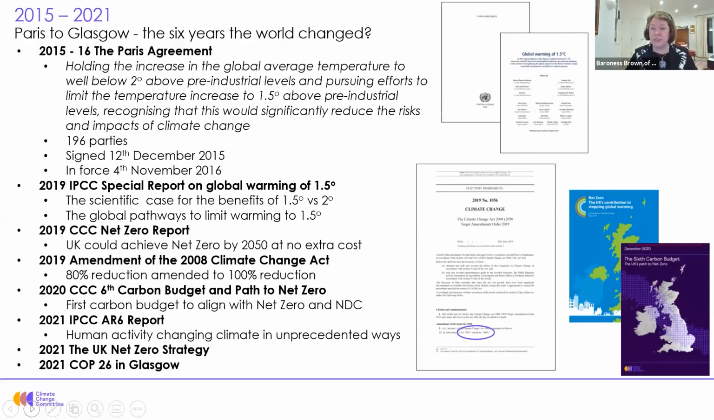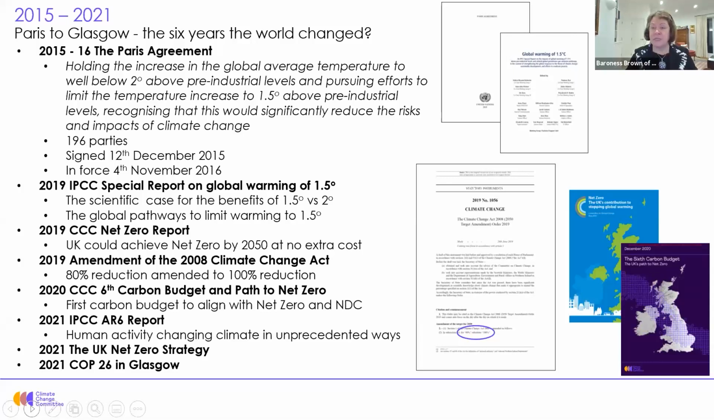We've had a number of important reports in the UK, such as those from the Climate Change Committee. In 2019, the Climate Change Committee published a report showing that the UK could get not only to an 80% reduction, but to net zero by 2050, and that it actually would be no more expensive because the cost of technologies had already come down so fast since the Climate Change Act was passed. And on that basis, the UK was again the first country to amend our Climate Change Act to change the 80% target to a 100% target reduction. Since then, we've had more reports from the IPCC, really stressing the fact that human activity is changing the climate, and that actually we're seeing more extreme changes in climate than we might have been expecting.